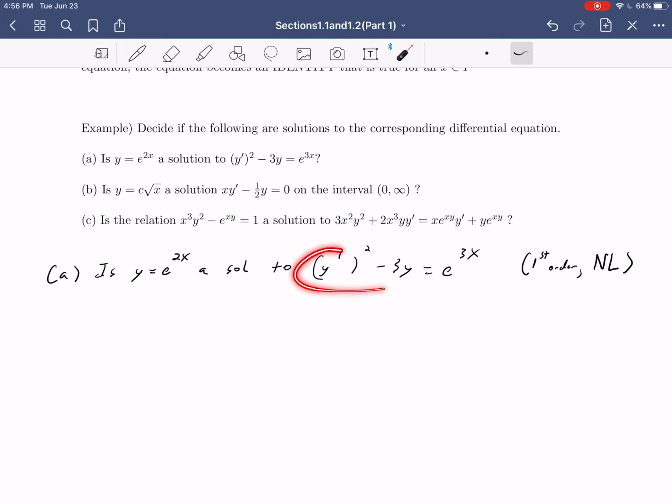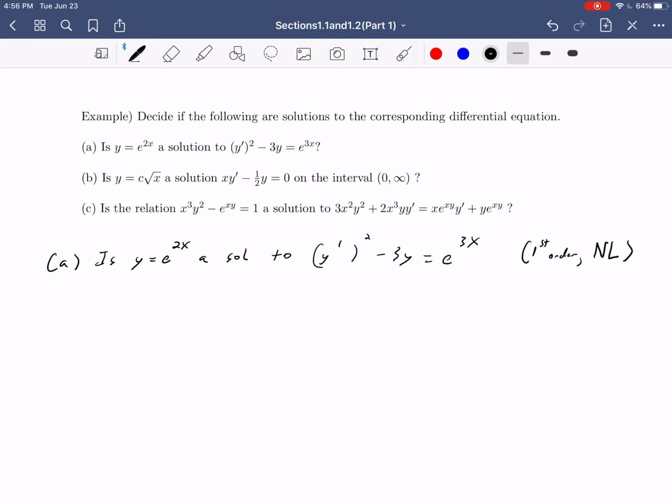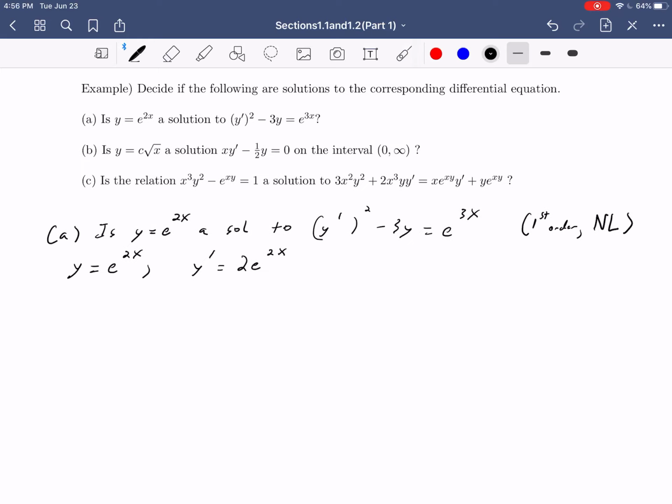All right, what's the best way to actually check this? Well, we're going to use what is called a left-hand side, right-hand side approach. We're basically going to plug this into the left-hand side, plug it into the right-hand side, and see if the two sides are equivalent. To do that, since we're going to need the first derivative, let's go ahead and find it. So we have y equals e to the 2x, and that means y prime is going to be 2e to the 2x. So let's check what happens on the left-hand side and the right-hand side.